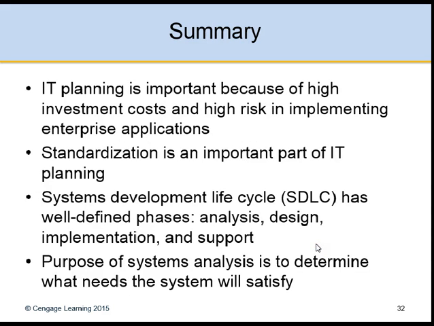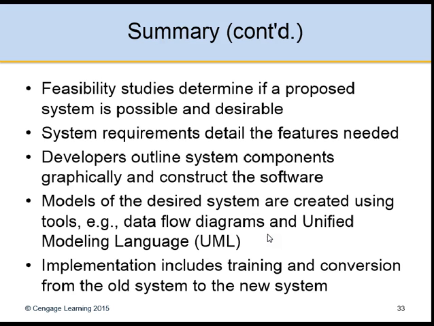So, in this lecture, we've talked about the systems development life cycle and its well-defined phases. How we have feasibility studies at each one of the phases to make go and no-go decisions as more and more information is obtained. We've looked at different notations, including data flow diagrams and unified modeling language, and how we implement by converting from the old system to the new using one of several strategies, and the need for training.